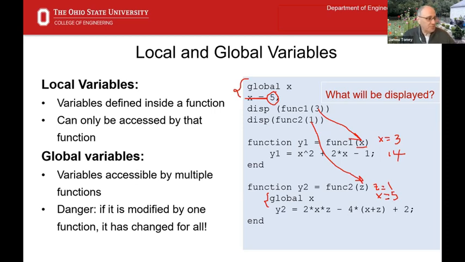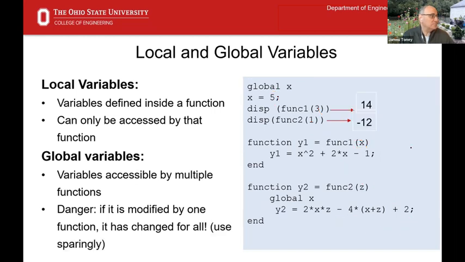All right, so now we have z equals 1, x equals 5. We calculate this. 2 times 1 times 5, that's 10. Minus 4 times 6, 24. Plus 2. Minus 14 plus 2, minus 12. Yeah, okay. All right, so we won't ask you to do anything with global variables until we get to graphical user interfaces in a few weeks.